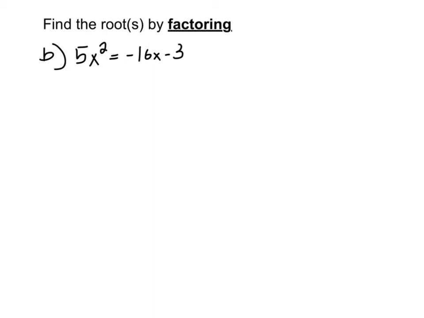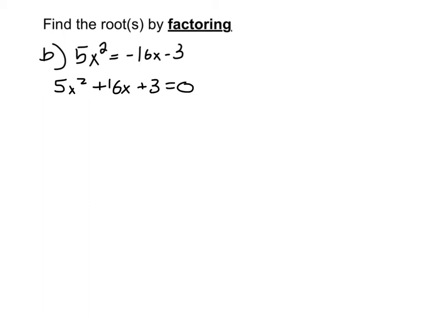Okay, so moving on to another example. We're going to do this in a very similar fashion to the previous example. First thing I'm going to do is take what's on the right-hand side of the equation and move it over to the left so that I have 0 on one side of the equation. So I'm going to have 5x squared. Now I would add 16x to both sides, right? So plus 16x. And then I would add 3 to both sides in order to get a 0 on this side of the equation.